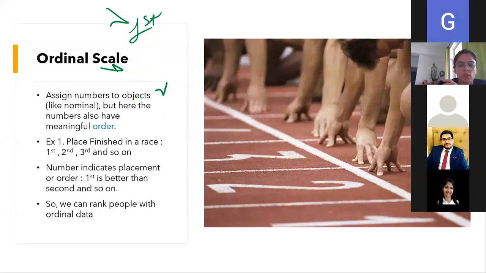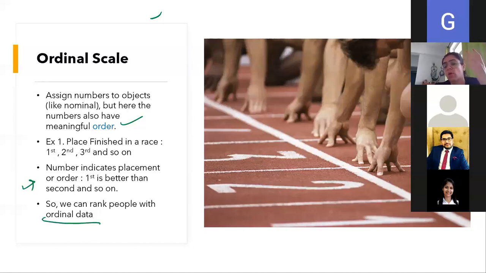So what you do in ordinal is that you assign numbers to objects, but here the numbers also have meaningful order. वहां पर male and female में कोई order नहीं था. यहाँ पर we know that first is better than second, and second is better than third. So they also have an order. Example, first place finished in a race is first, second, third. So number indicates placement or order. First is better than second and so on. So we can rank people with ordinal scale or ordinal data.